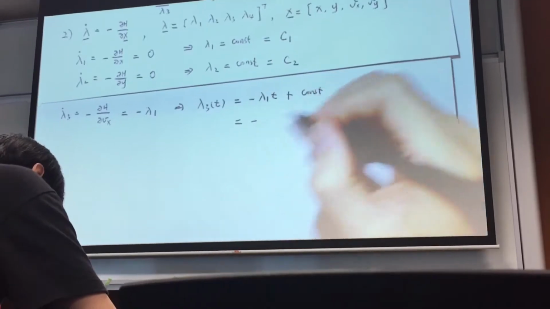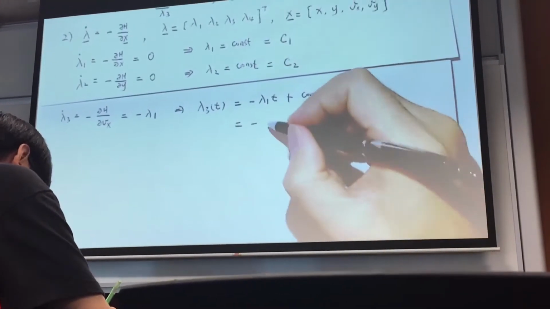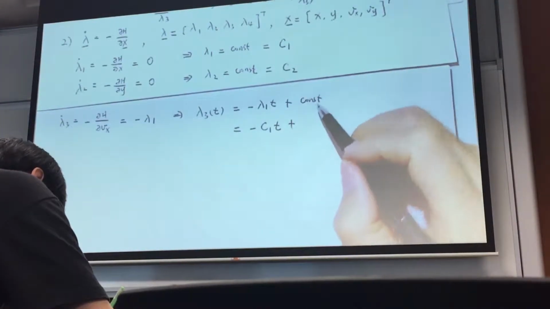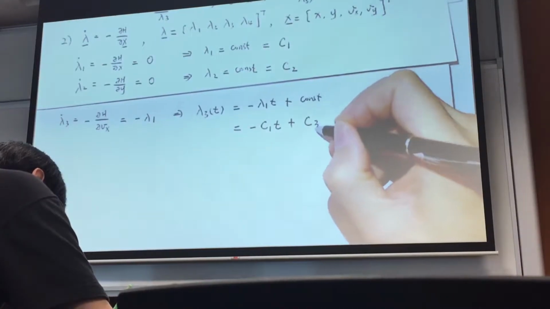So assume we define another constant for this one. So lambda 1 equals C1, so we have C1 t plus another constant, so it's C3.